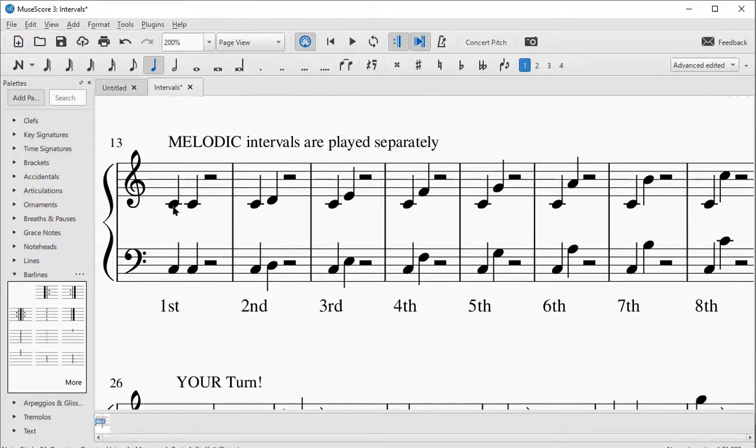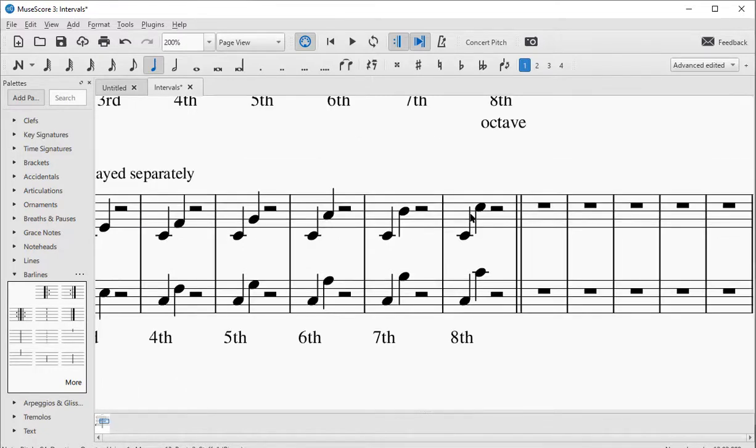So here we have our first or our unison. It's still called unison even though I didn't write it down here. C to C is just a first. Still have a second, third, fourth, fifth, sixth, seventh, eighth, and octave. They're the same, even though I didn't write octave this time. We have C to C, but they're not the exact same pitch.